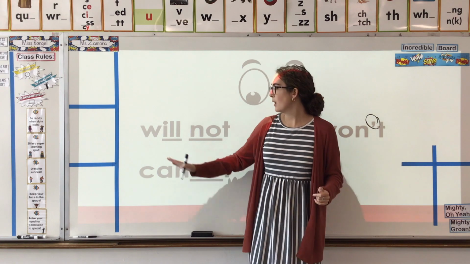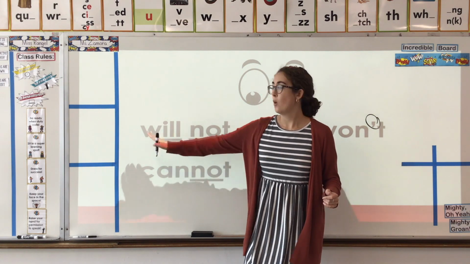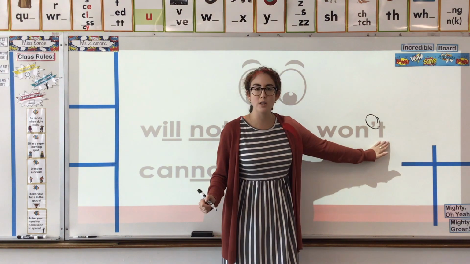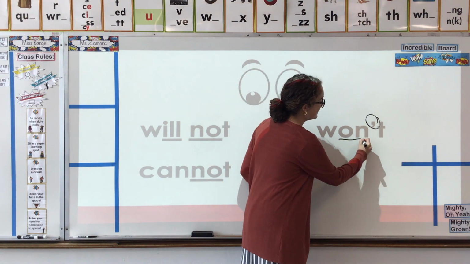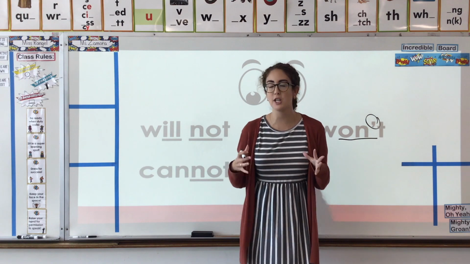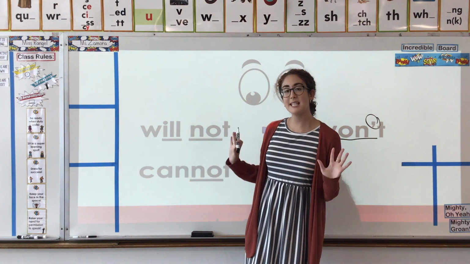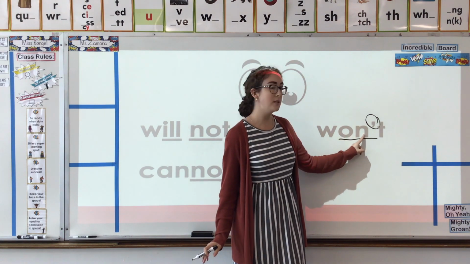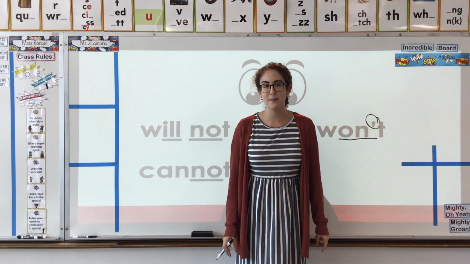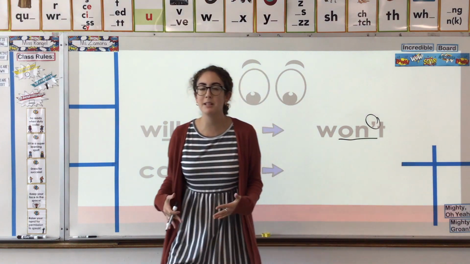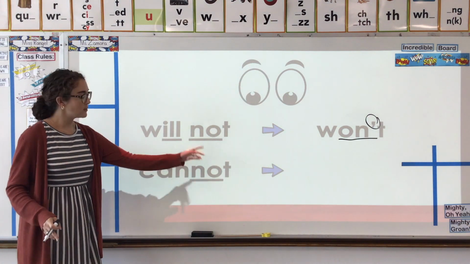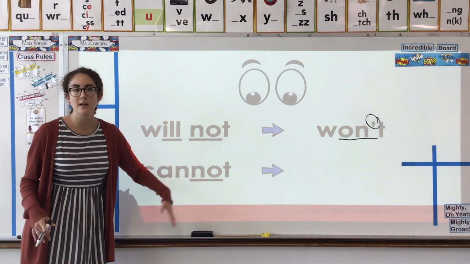Can you say this with me? Will not, won't. So this entire middle part changed. The W and the T stayed the same, and then we have O-N, own, and the apostrophe T. That one's really, really tricky.